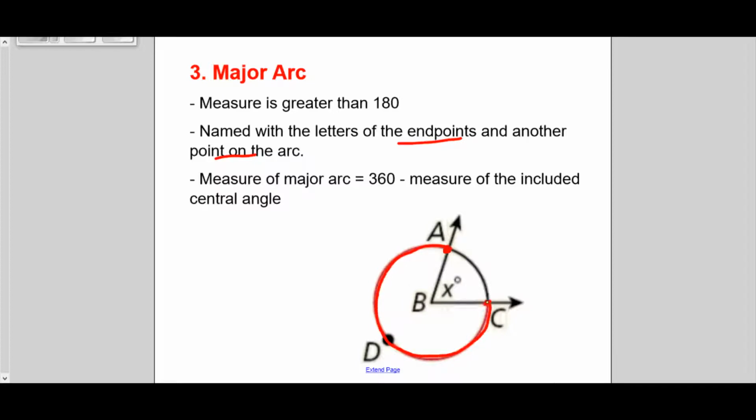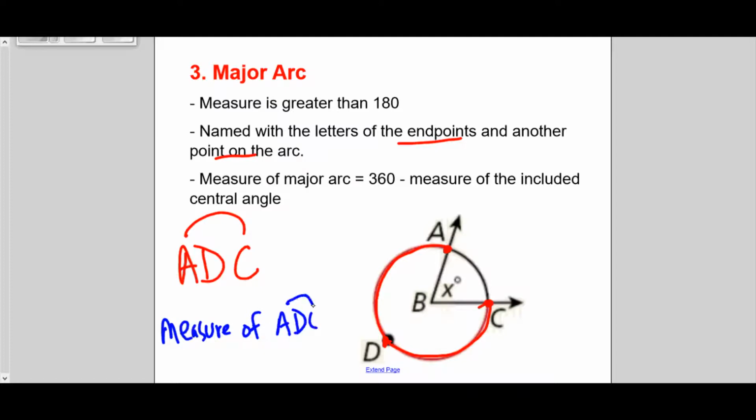We would name this arc as A, D, C. So your endpoints have to stay at the ends. So this is arc ADC. And if I want to find the measure of arc ADC, I'll say the measure of arc ADC is going to be 360 minus the measure of the central angle, so minus x. That will get you the measure of your arc.